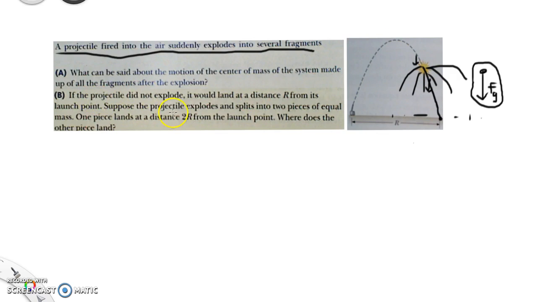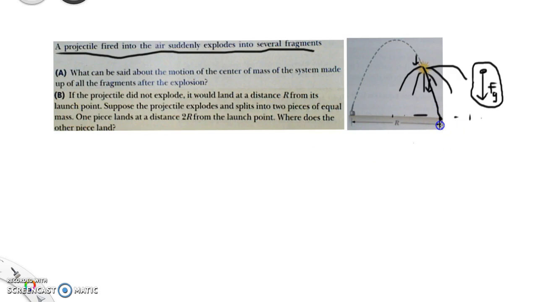Okay, then it said, if the projectile did not explode, it would land a distance r from its launch point. Suppose the projectile explodes and splits into two pieces of equal mass. One piece lands at a distance 2r from the launch point. Where does the other piece land?